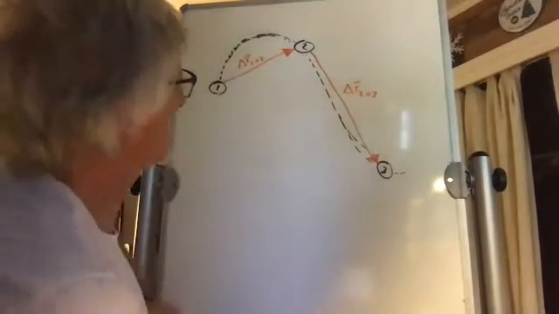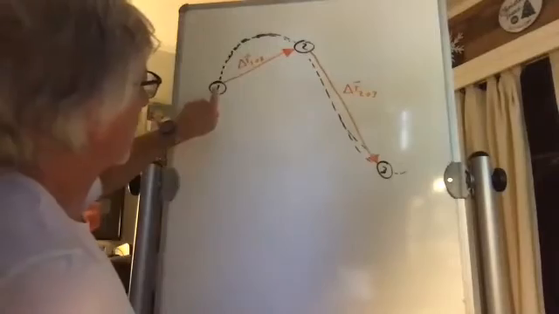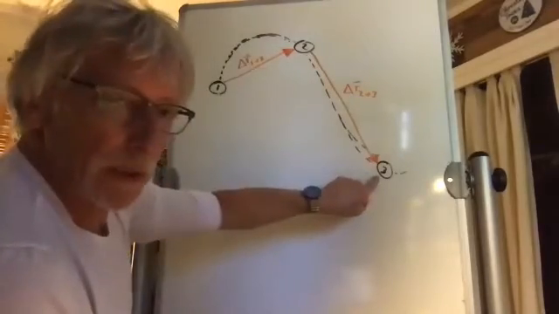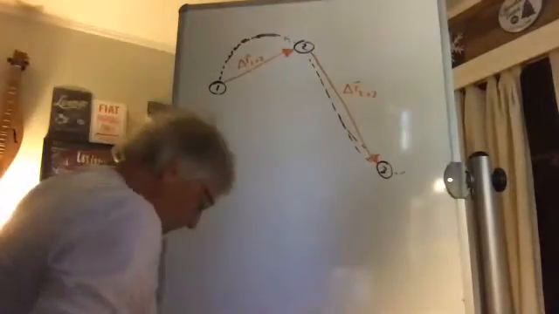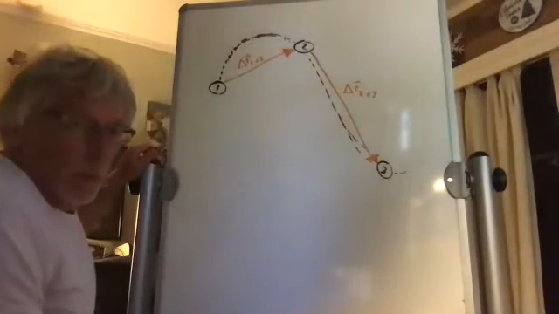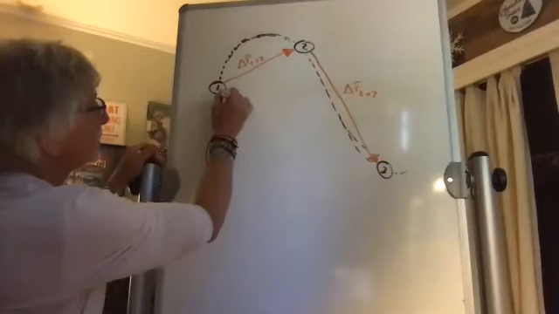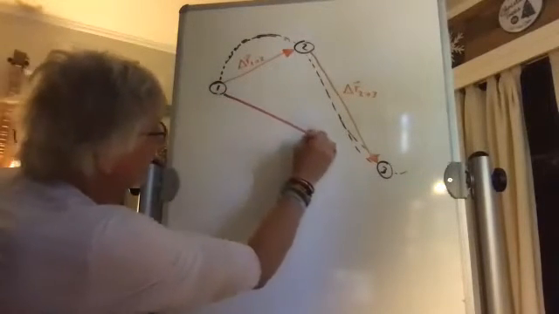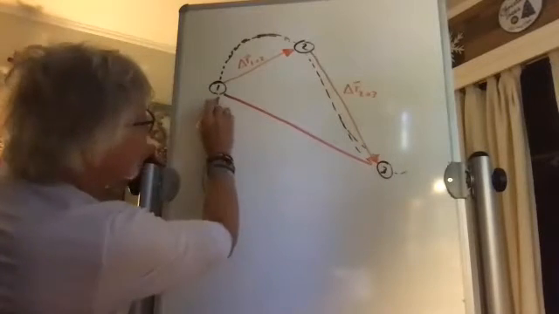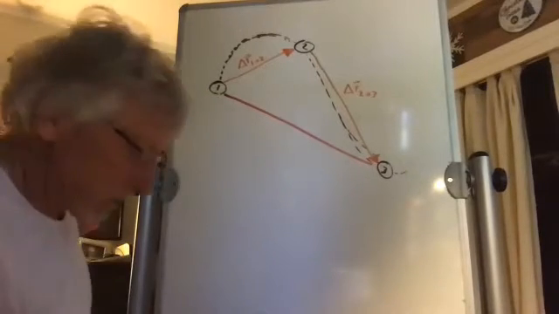I wanted to distinguish this because delta R from 1 to 3 is this. And really, if you get this example, you've got it. You've got most of what you need here, and you can go on from here.